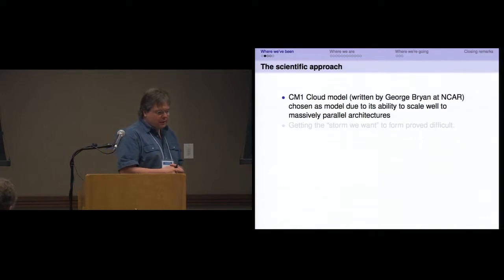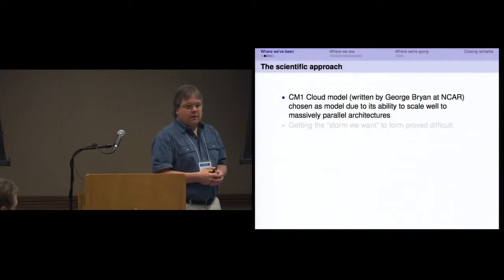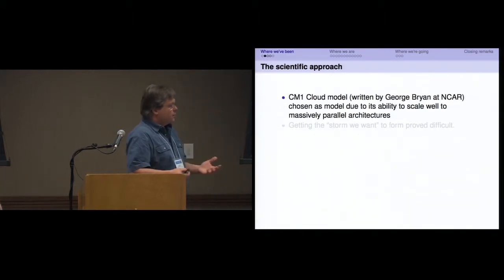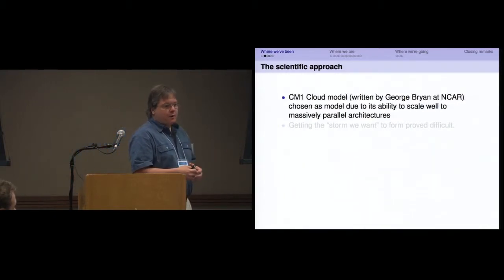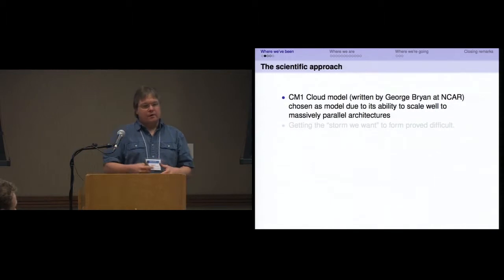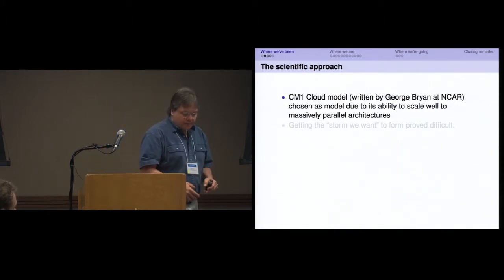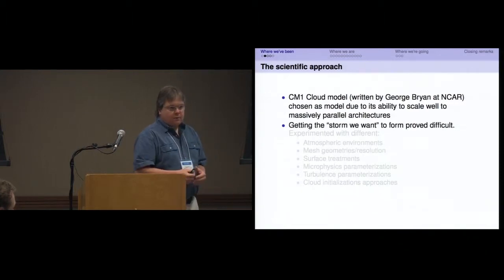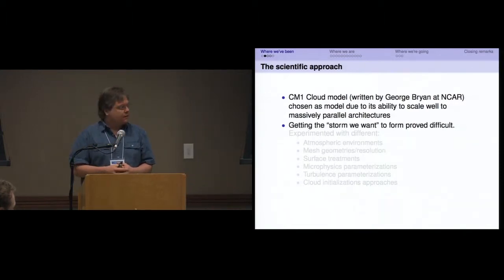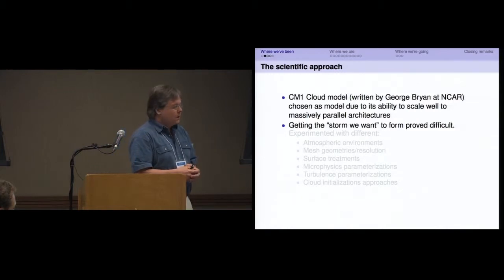We're using the CM1 cloud model developed by George Bryan at NCAR. It's a model that was written pretty much from the ground up to work well on massively parallel architectures. Currently the configuration we're using is 16 MPI ranks per node with 2 OpenMP threads, so we're using all the cores, and so it's a hybrid model, and it scales quite well. We've got it up to 200,000 cores, and it scaled well. The simulation I'm showing is a little bit smaller, but we hope to reproduce the simulation at higher resolution.